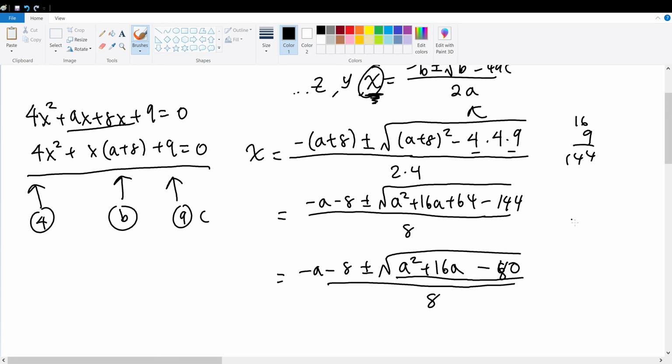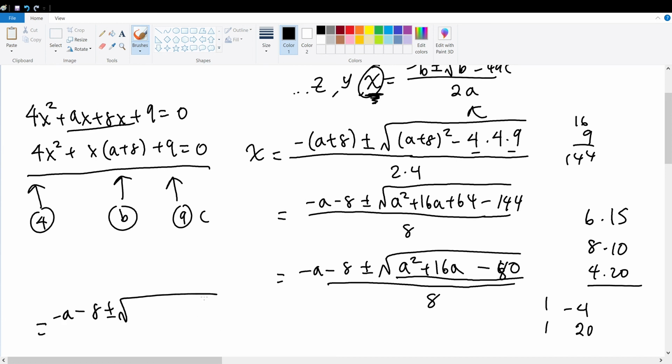Well, I see that 80 can be written as, let's see, 6 times 15. Well, that would be no use. It can be written as 8 times 10. It can be written as 4 times 20. And I see that 4 times 20 could be a possible pair, because 4 minus 20 is negative 16, and 20 minus 4 is 16. So we can factor this with 1, 1, and 4, 20. Now we'll add it, so it must be negative 4 here, meaning that we can factor this to be negative a minus 8 plus or minus the square root of a minus 4 times a plus 20, all over 8.